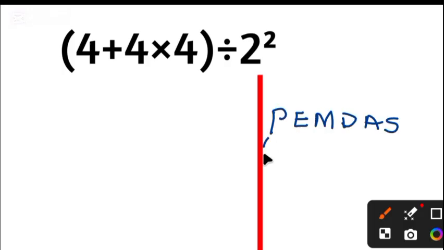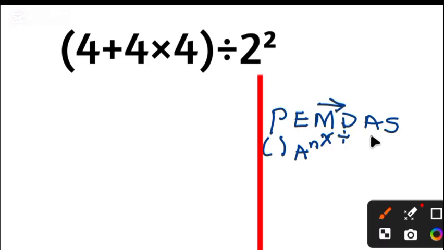The P stands for parentheses. We are going to solve everything in parentheses first. After that, we'll solve the exponent, something like a raised to the power n, which is this one. After that, we'll solve the multiplication and division. They are at the same level of priority, so we work from left to right.